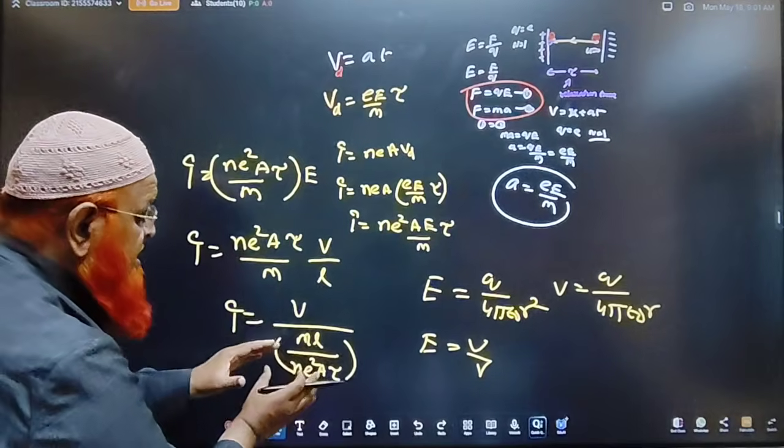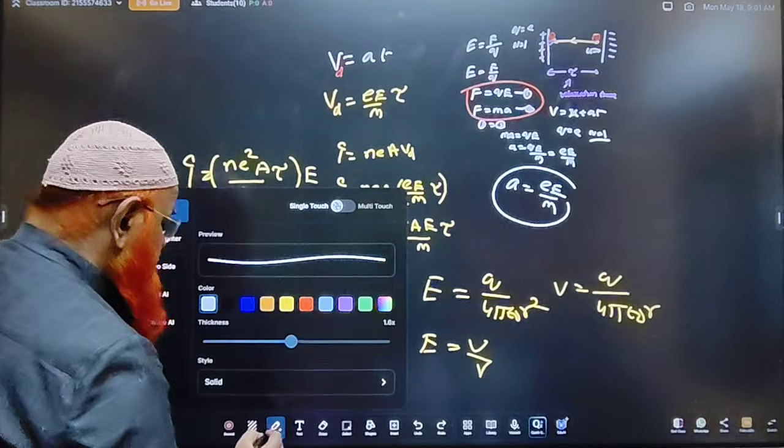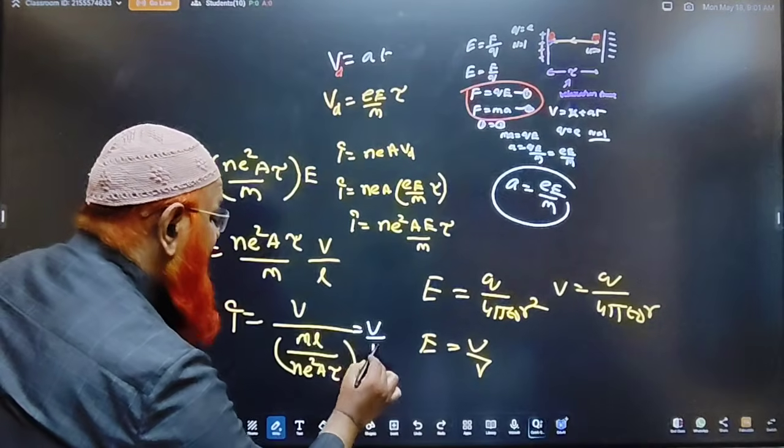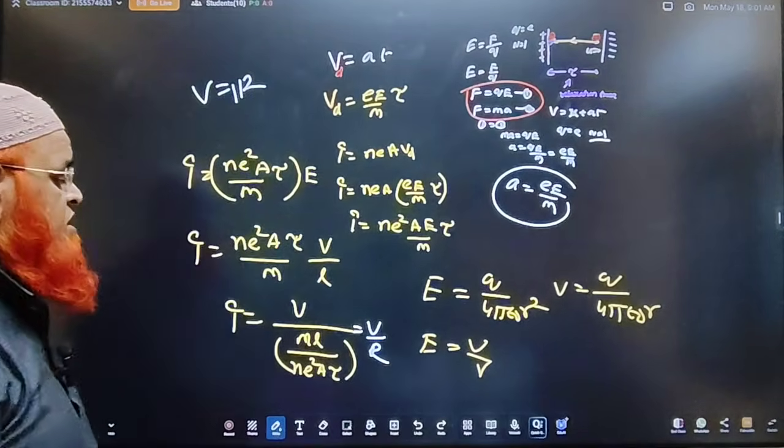So V in the numerator, and in the denominator the remaining things if you keep, you can just compare this with V by R. It's called Ohm's law. I is equal to V by R. V is equal to IR. Ohm's law we call it.